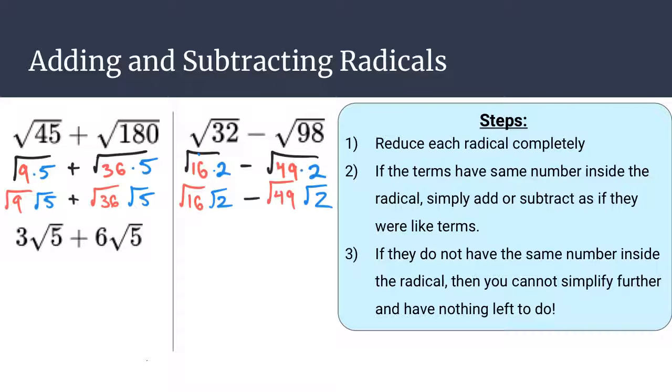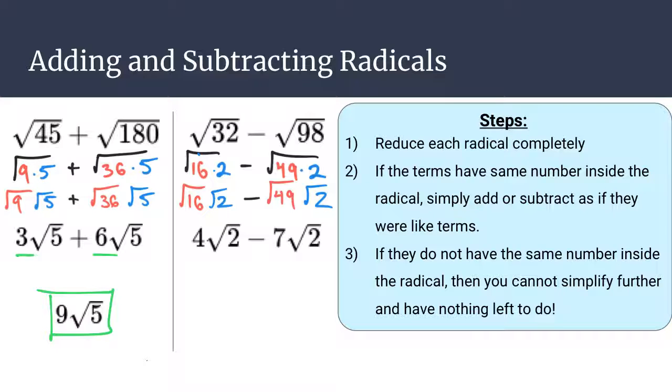For the one on the left, that brings us to 3 times the square root of 5 plus 6 square root of 5. And for the one on the right, that brings us to 4 square root of 2 minus 7 square root of 2. And now we're at this point where you can take a look and see if they have the same number inside the radical, which both of these examples do. So we have 3 square root of 5 plus 6 square root of 5. You treat this just like you were combining like terms, and so if we have 3 of something plus 6 of something, that is a total of 9 of something, or 9 square root of 5 for your final answer.